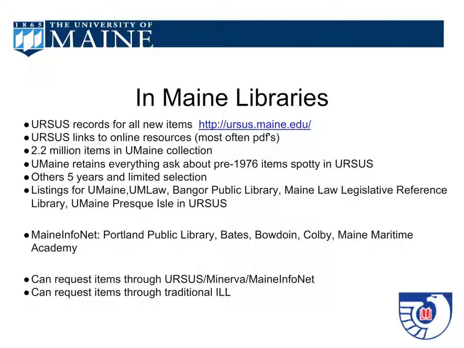Well, for users here in Maine, you can use URSUS, which is the online catalog of sources available both here at Fogler Library as well as throughout the other campuses of the University of Maine System, Maine State Library, Bangor Public Library, and you can also use Maine Infonet, which encompasses Colby, Bates and Bowdoin, Maine Maritime, and other libraries as well.